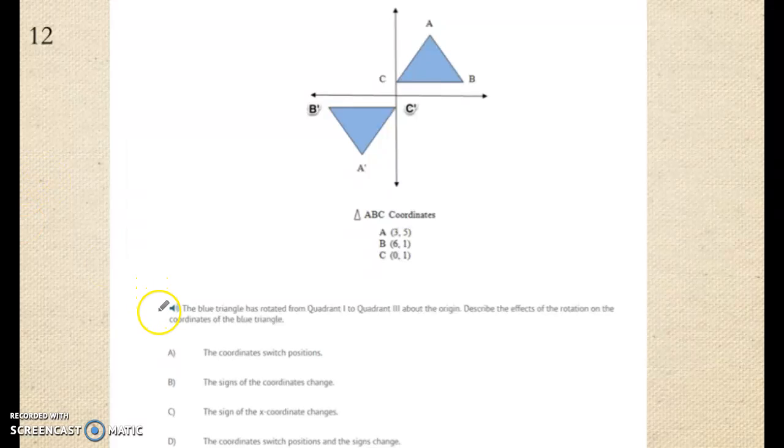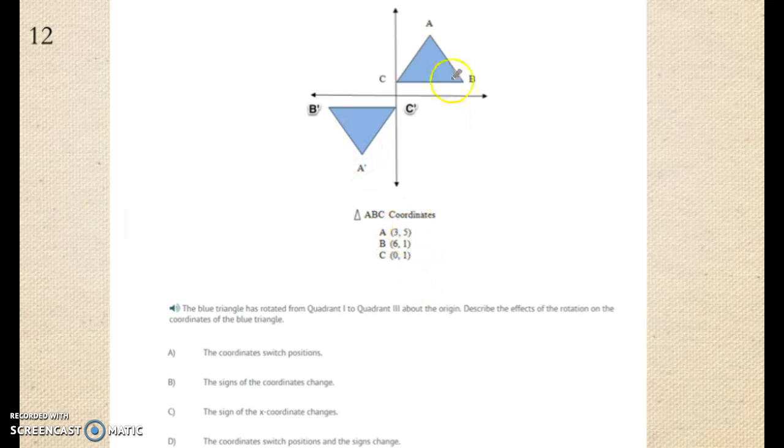Number 12. The blue triangle has been rotated from quadrant 1 to quadrant 3 about the origin. Describe the effects of the rotation on the coordinates of the blue triangle. All right, so we started up here, and we're ending up down here.